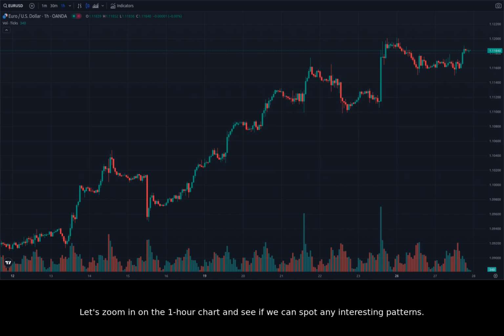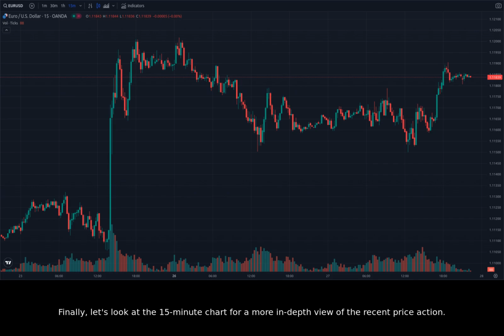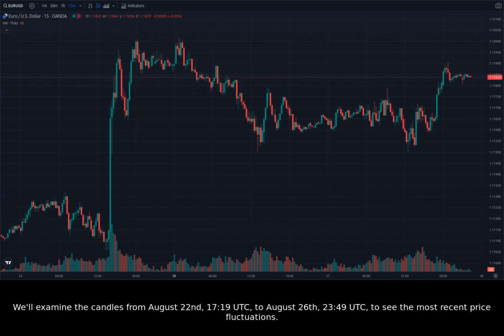Let's zoom in on the one-hour chart and see if we can spot any interesting patterns. We'll focus on the candles from August 11th to present, as this is the most recent and potentially most informative period. Finally, let's look at the 15-minute chart for a more in-depth view of the recent price action. We'll examine the candles from August 22nd, 1719 Universal Time Coordinated, to August 26th, 2349 Universal Time Coordinated, to see the most recent price fluctuations.